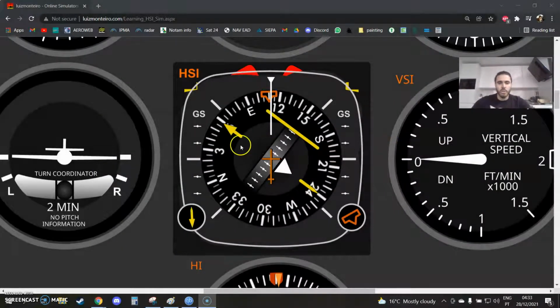So to recap, we knew that we were on radial 360. We want to intercept radial 060 first. We head towards the end of the CDI line right here, and now we are going to do the math. I'm going to take this out of pause. Let me check if it's out of pause or not. No, it's not.